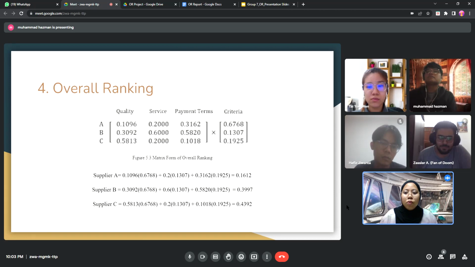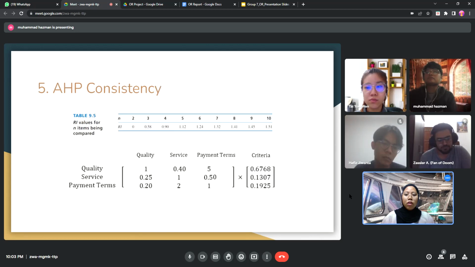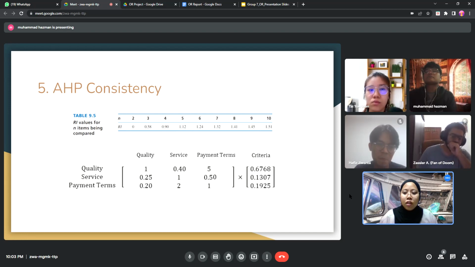Okay, and lastly, we will determine the overall ranking of each supplier. So in this step, we will choose supplier C as it gives the greater value. Okay, next. After determining the overall ranking, we have to determine the AHP consistency to ensure if we can rely on the result or not. So based on the criteria matrices, we determine the consistency. Next slide.